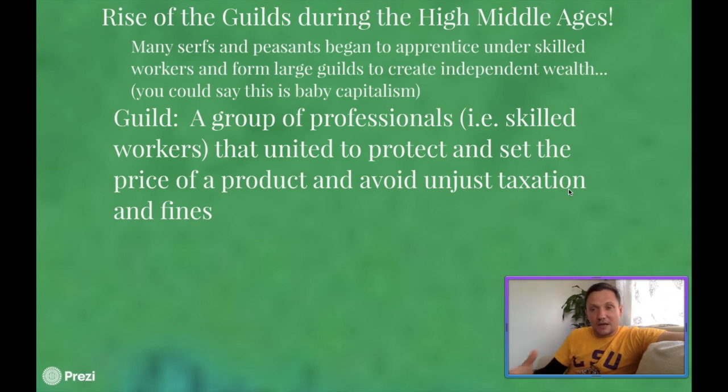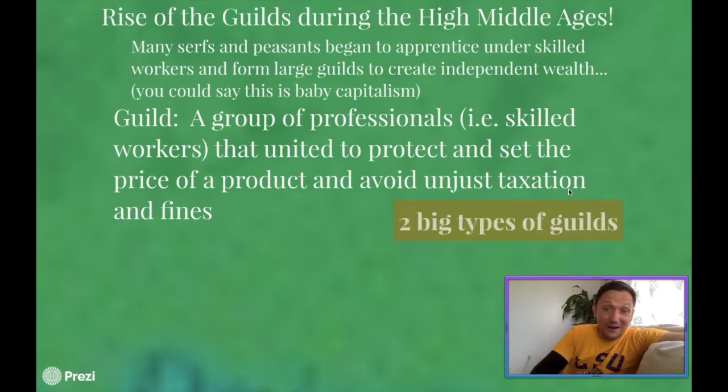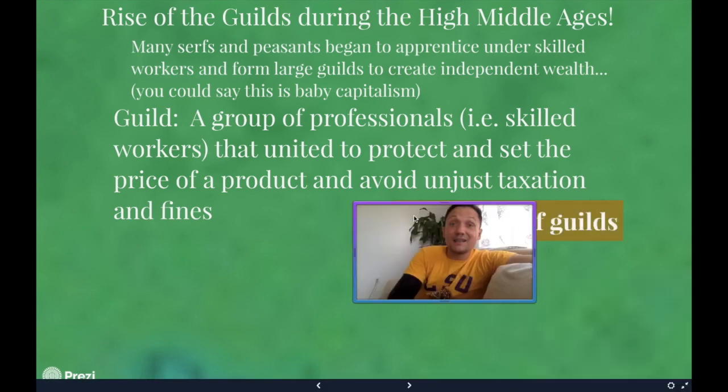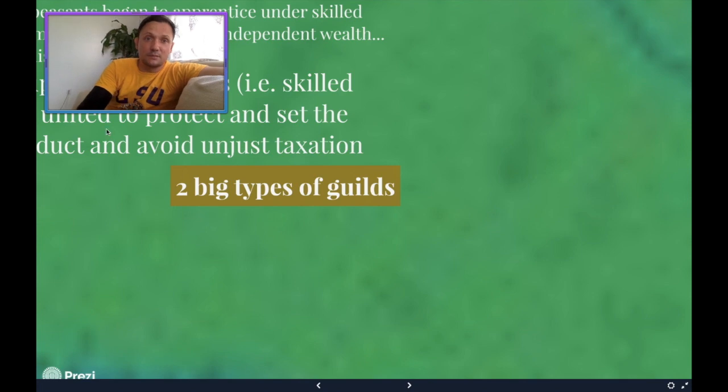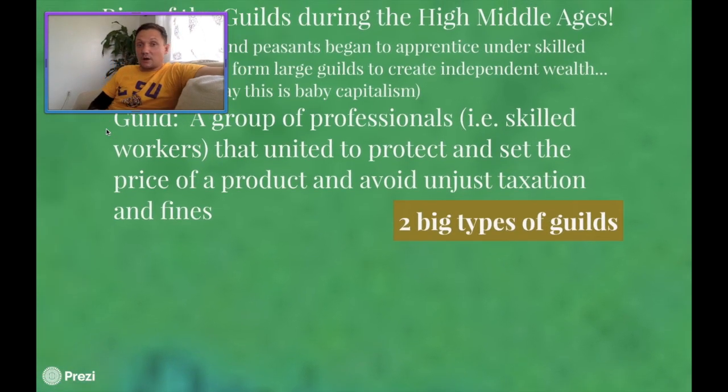Skilled workers began to unite, protect each other, set a price on their product, and avoid unjust taxation and fines. This is going to stimulate the economy. More money is going to get made. There is going to be a lot of money being made by the guild system, right? So the guild system is going to show up, and people are going to start raking in the dough, absolutely raking it in, okay?